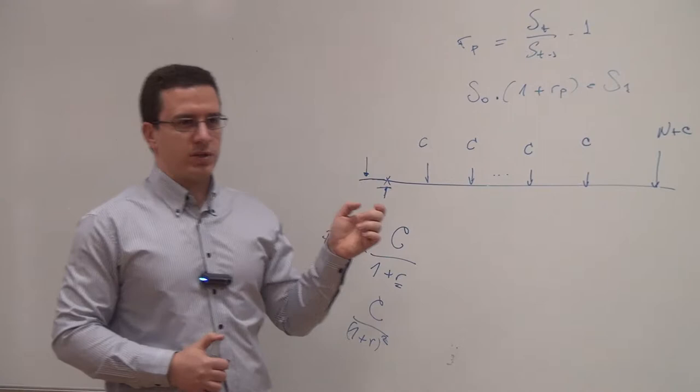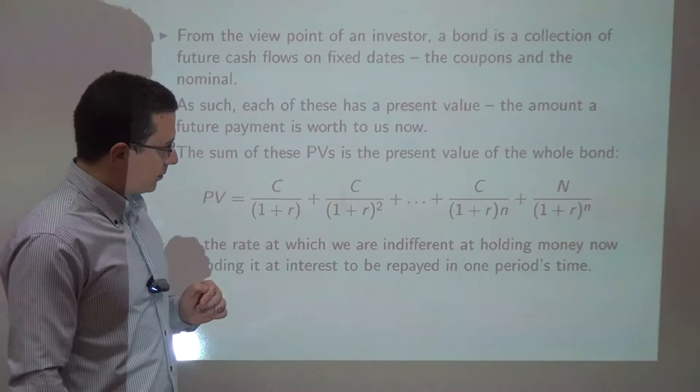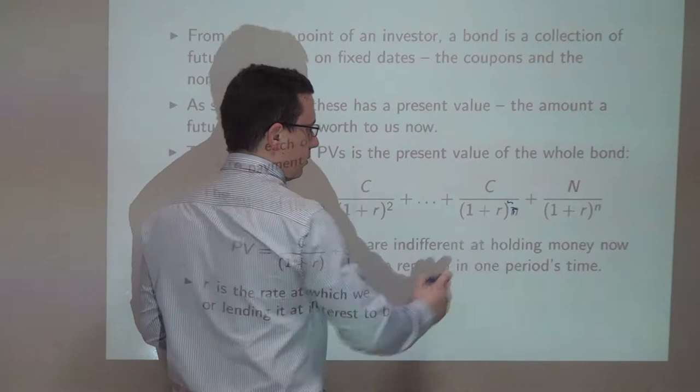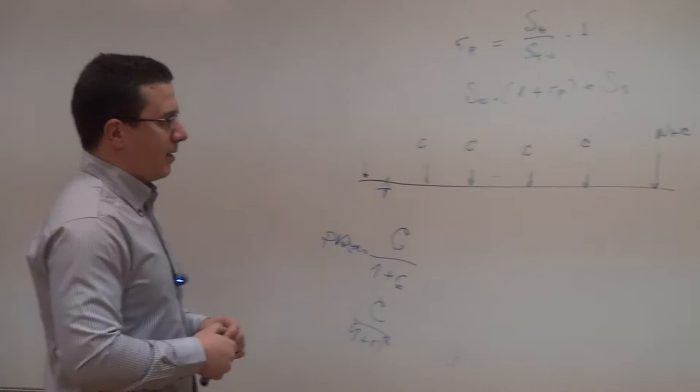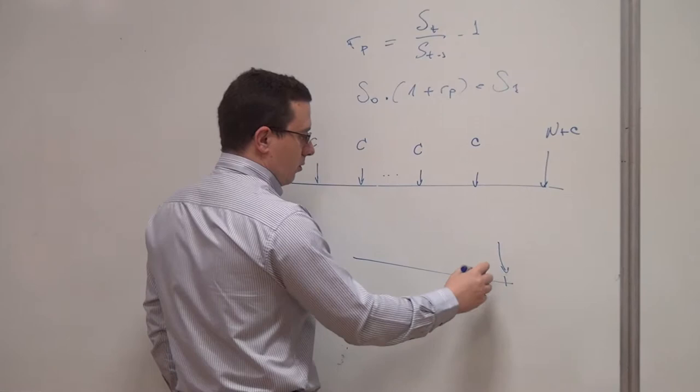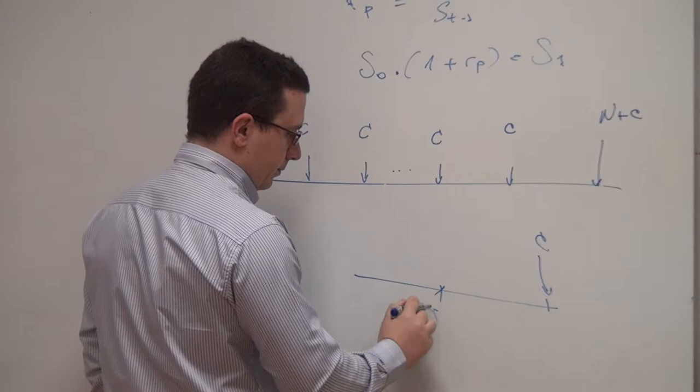So this would be here the same thing. I mean, the coupons and the nominal at the end. This end should be here, not here. Anyway, the difference between clean and dirty price is the following. If we zoom in here, we have a cash flow or coupon payment here. We are here today. This is today. And we already have a cash flow here.